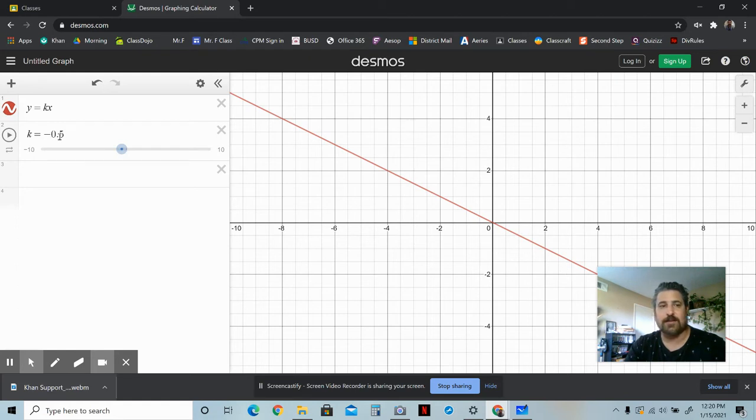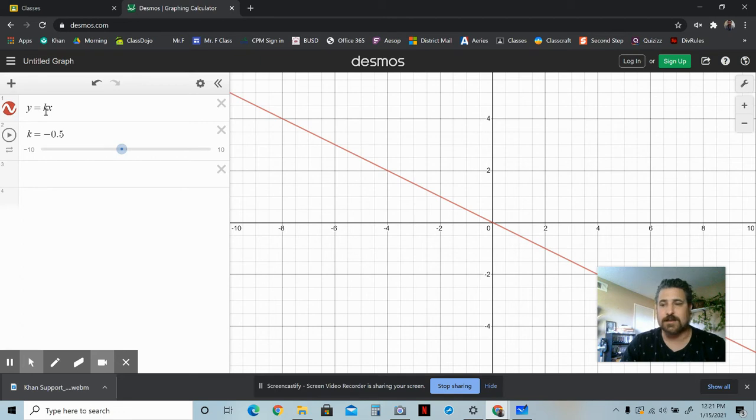So this one of negative 0.5 basically means negative 1/2, which means that you're changing the y by negative 1 every time you change the x by positive 2. So as you move over 2 on the x-axis, you're dropping down 1 on the y-axis. And it still goes through the origin, right, because it's still a proportional equation, y equals kx. So any proportional equation is just a multiplication relationship between x and y.